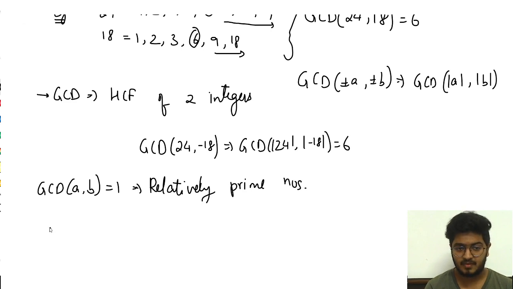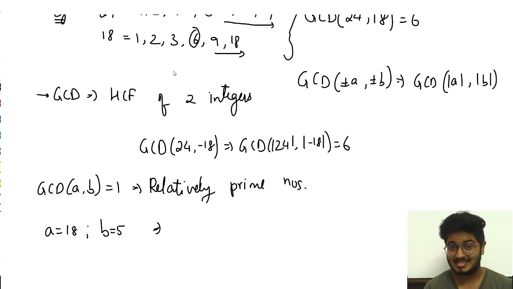Let's take an example for relatively prime numbers. Suppose we have A equals 18 and B equals 5. Now the factors of 18 we have already mentioned: 1, 2, 3, 6, 9, and 18. And the factors of 5, let's do it over here only: 5 equals 1 and 5. Now the only common thing between 18 and 5 is 1. There is no other number common between 18 and 5, no other factor.